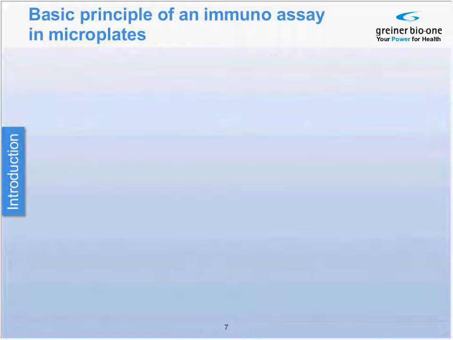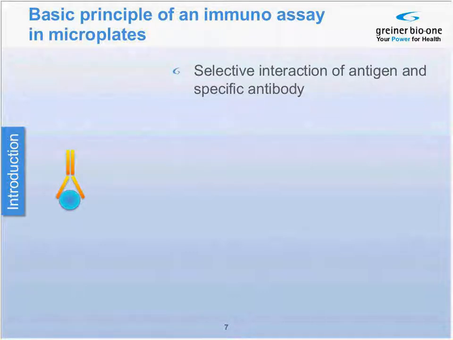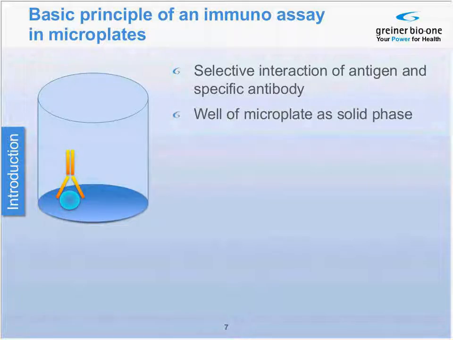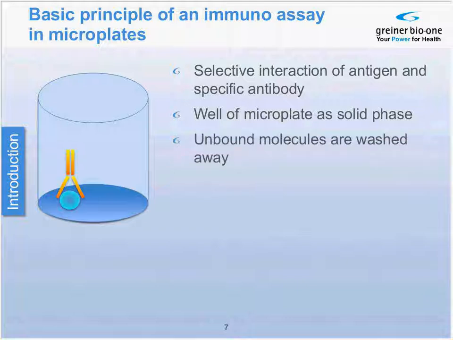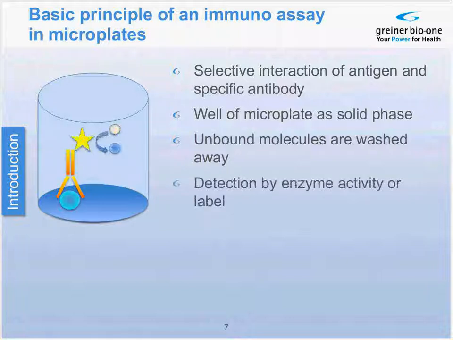Assays conducted in microplates are multifaceted. However, the principle of all assay formats is the selective interaction of an antigen and a specific antibody. The surface of the walls of the microplate acts as a solid surface where one component, the antigen or the antibody, is immobilized by passive absorption. Molecules not specifically interacting with the immobilized component are washed away during the assay. The binding of both components to the microplate surface is made visible by enzyme activity or direct labeling.